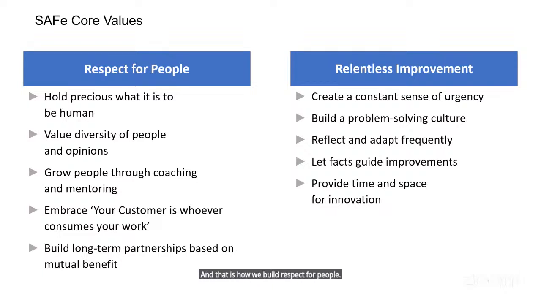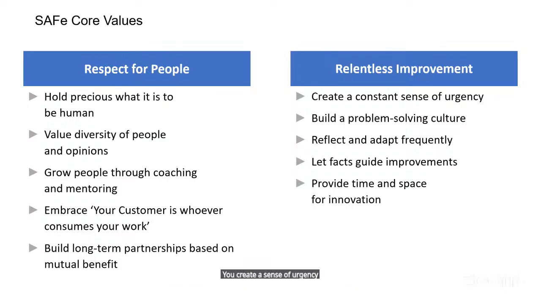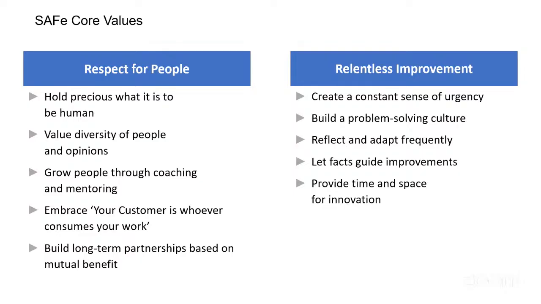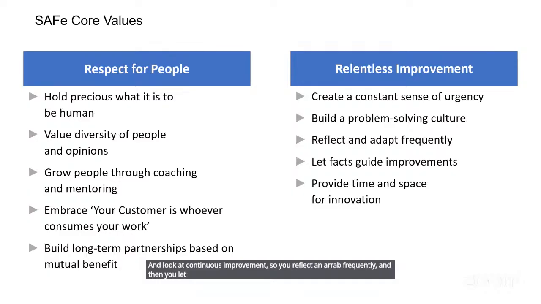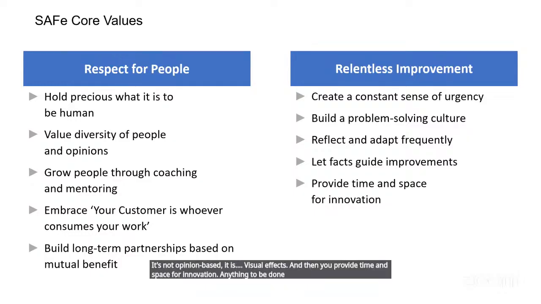The last one is relentless improvement. This is like your continuous improvement. You create a sense of urgency in the people, and then you build a problem solving culture and look at continuous improvement. So you reflect and adapt frequently, and then you let the facts guide the improvement. It's not opinion based, it is based on facts. And then you provide time and space for innovation, anything to be done and things like that.